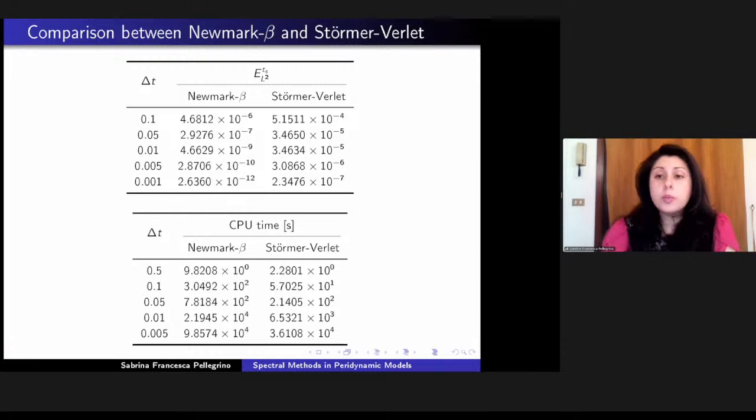However, if we perform a CPU execution time for both the methods, we find that the Störmer-Verlet method seems to be more efficient. And this is due to the fact that being the Newmark beta method an implicit method, it needs to compute the solution of a nonlinear system at every time step.